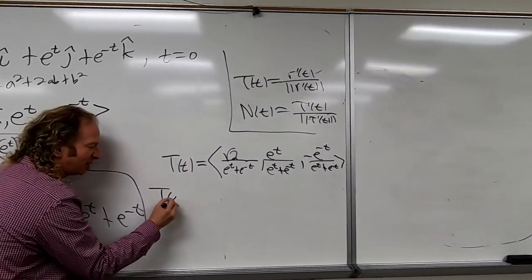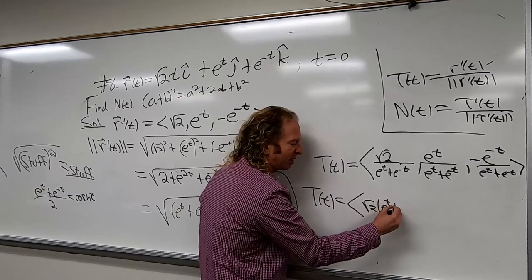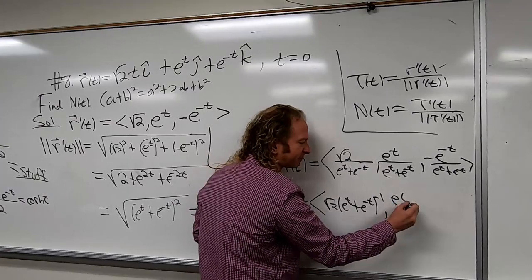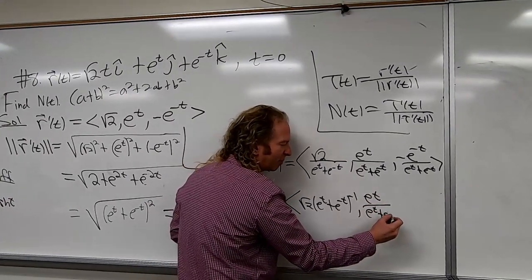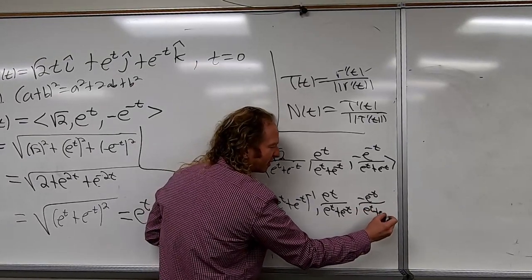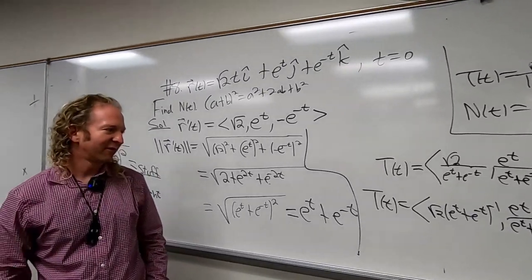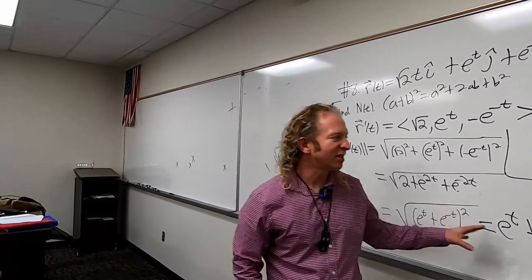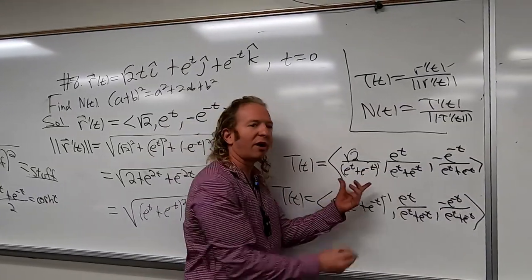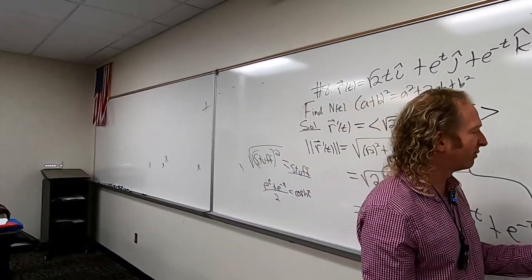So I'm going to write it again. So T of t, more writing. Square root of 2, parentheses, e to the t plus e to the negative t, to the negative 1, and then I'm going to keep these. I know it's a lot of writing. But it's okay. It builds character, and it's good for us. All right, it's good. Now everything is ready to differentiate. That's a negative 1, because this is really to the 1, and when you bring it up, it becomes a negative 1.